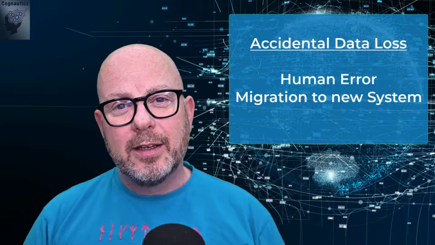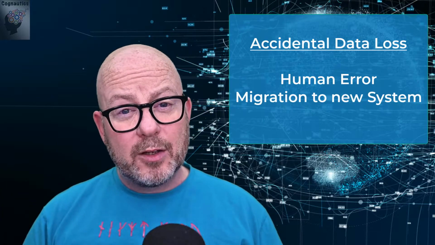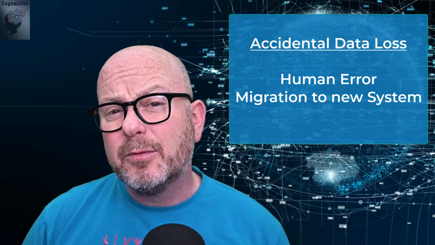The second type of risk is the accidental loss of data. This is often caused by human error, for example, data being deleted or altered unintentionally. Data can also become corrupted when it's transferred or migrated from one system to another. Companies change systems regularly, so there's always a danger of data being lost in that process.